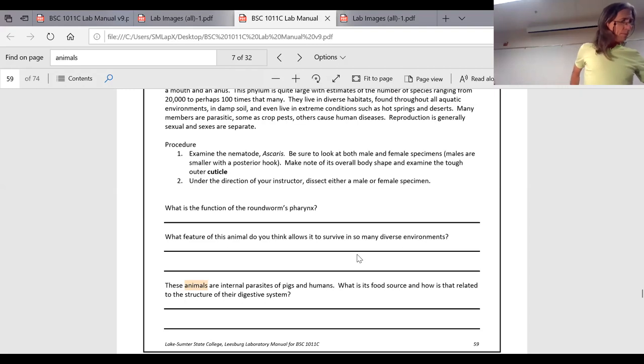Well, that's one of them, right? Protects them against that. But think about diversity. In other words, they live in the intestines of pigs and humans and other organisms. And pigs are notorious scavengers. They'll eat most anything. Humans eat lots of different things. So living where they live, how does the way they're put together allow them to deal with all the different kinds of food that are brought in by these hosts that they might be living in?